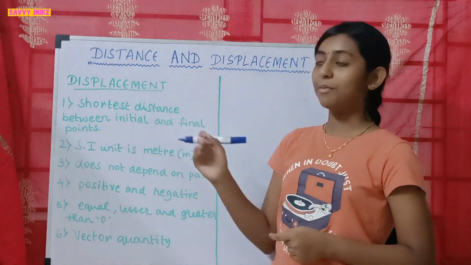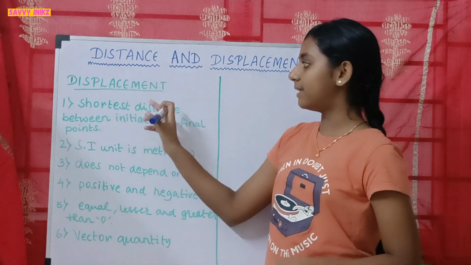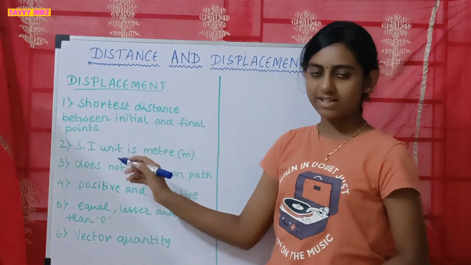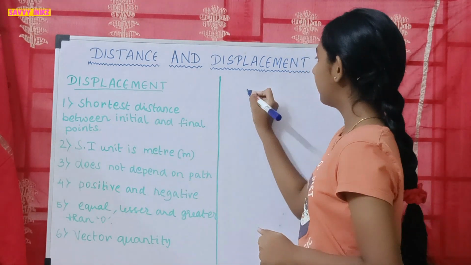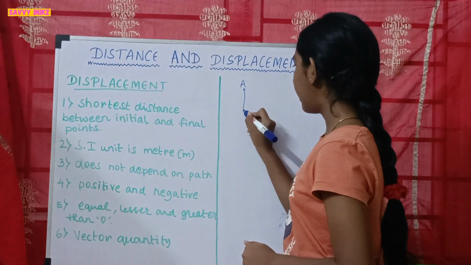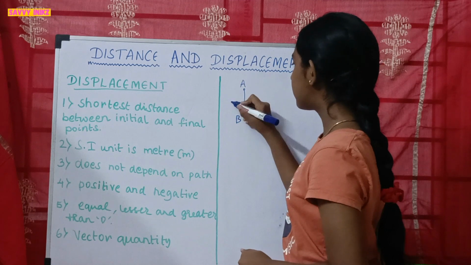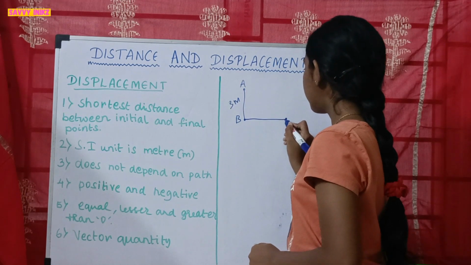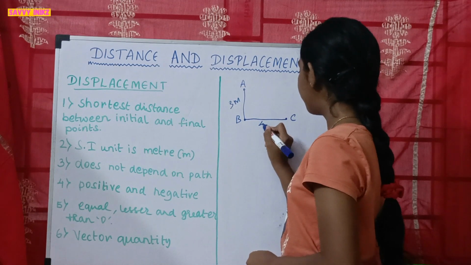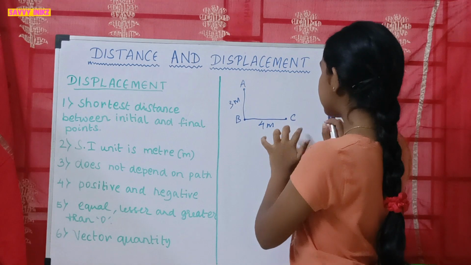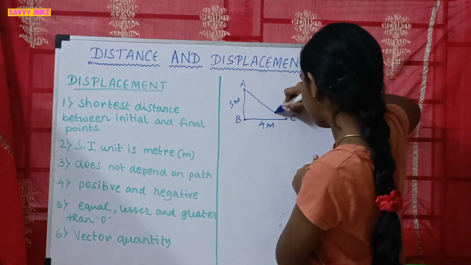So now let us learn about displacement. Displacement is the shortest distance between initial and final points. Now let's take an example. A body is moving from point A to point B, covering a distance of 3 meters, and from point B to C, it covers a distance of 4 meters. Now the shortest distance between A and C is this line.